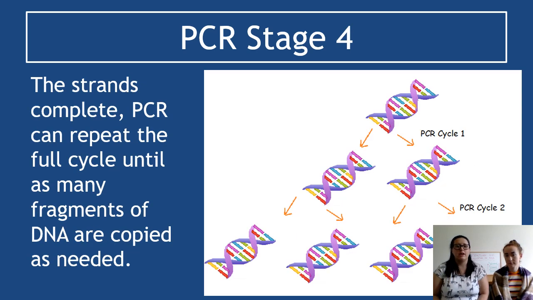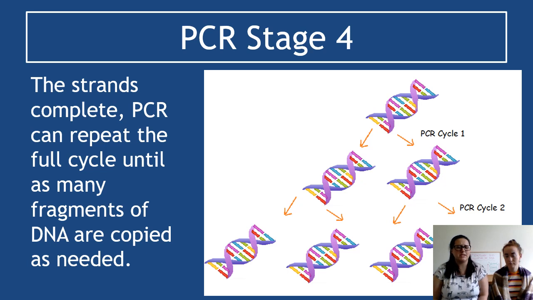It was amazing. Okay, so stage 4, the strands are complete. So you've got 2 new strands of DNA. So you've gone from 1 fragment of DNA to 2 fragments of DNA. You can keep going through this cycle over and over again until you've got as many fragments as you need. So 1 turns into 2, 2 turns into 4, 4 into 8, 8 into 16.